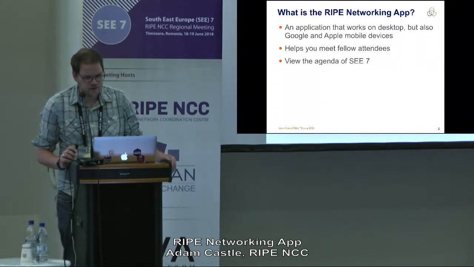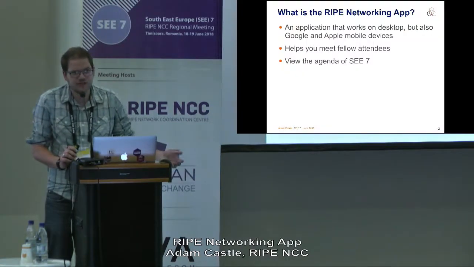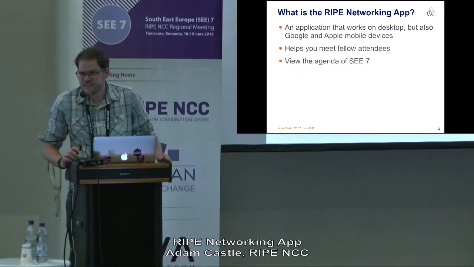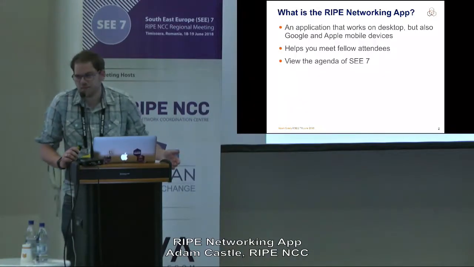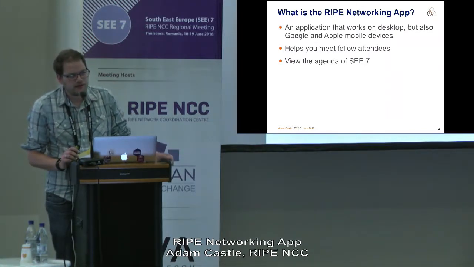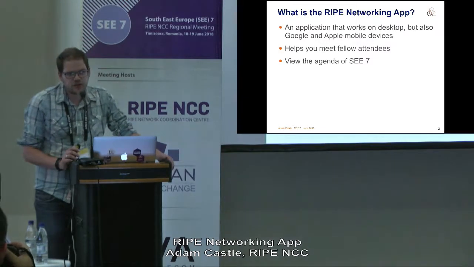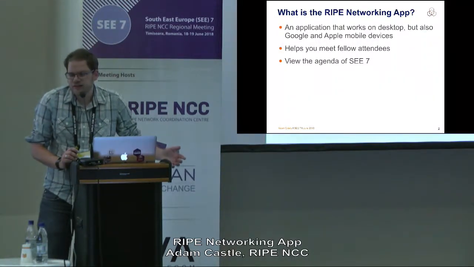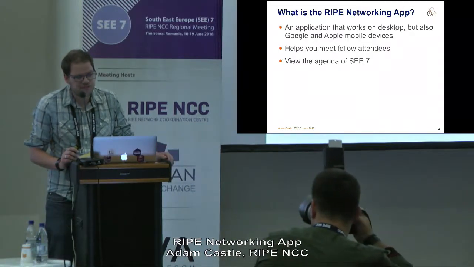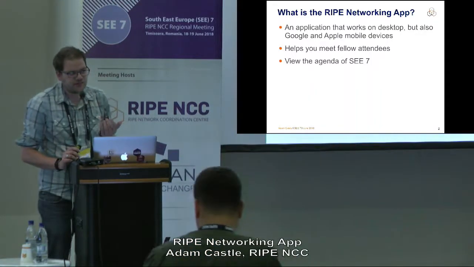What is the RIPE networking app? Well, quite simply, it's an online tool which allows you to communicate and meet fellow attendees at this event at C7. The app works on the desktop as well as on Google and iOS devices. If you use the Google and iOS devices, then you will also have the ability to get push notifications, which you won't on the desktop. You can also see the agenda here at C7 as well.